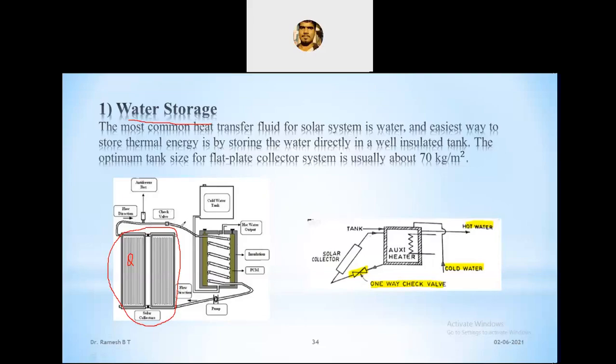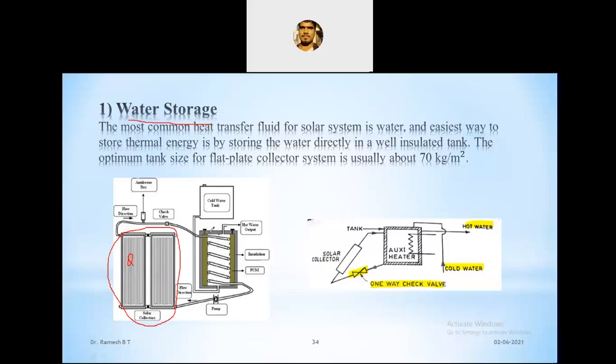Then it comes to the storage tank, where it connects with the coils. There is a hot water outlet and an inlet water. Through the coil, the heated substance from the collector flows, and then goes back into the collectors through the exchanger. It is a closed circuit, so there is no loss of substance or mass.